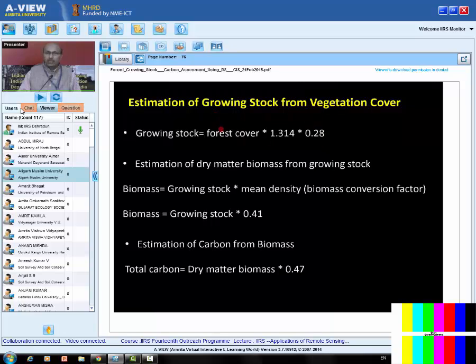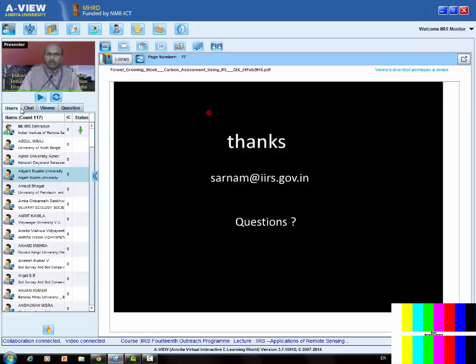Depending upon that, you can attempt any one of these. Just before I end, I would like to give some hints. There are some shortcut methods also, like for growing stock. If you know the forest cover, you can multiply by these constants here, 1.314 and this, and you can get the growing stock. Once I know the growing stock, I can convert it into biomass. So growing stock times 0.41, I can get the biomass. This is the factor. And once I know the biomass, 0.47 of the biomass is my carbon. So I can follow any one of these methods for my growing stock.